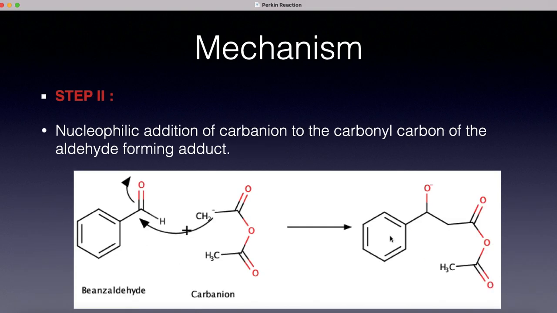In the second step, nucleophilic addition of carbanion to the carbonyl carbon of aldehyde forms the adduct. The carbanion which is formed in step 1 attacks the carbonyl carbon of the benzaldehyde as a nucleophile, and there is the formation of a new carbon-carbon bond between this carbonyl carbon and this carbon. The double bond breaks and the negative charge goes to this oxygen. There is the formation of this adduct.